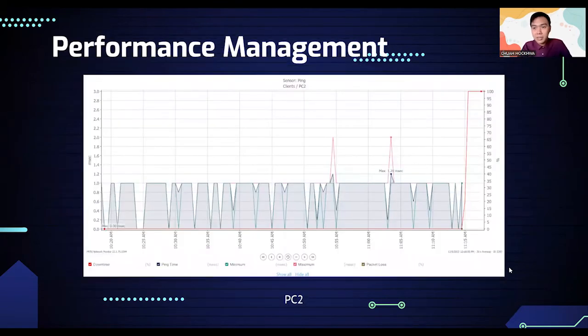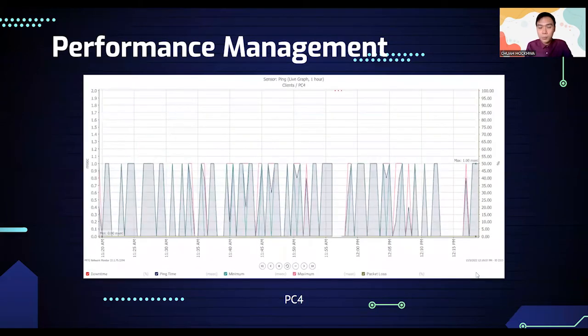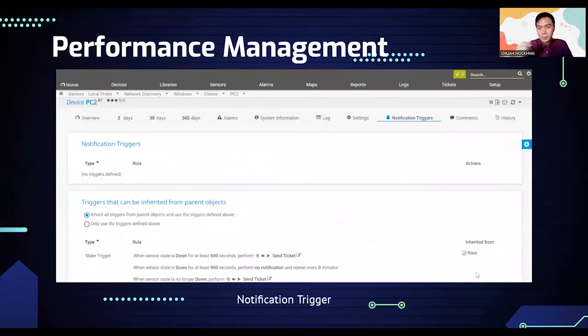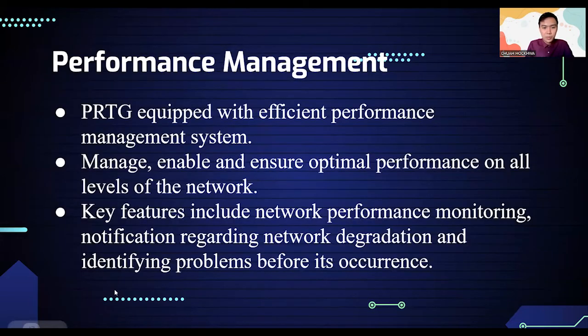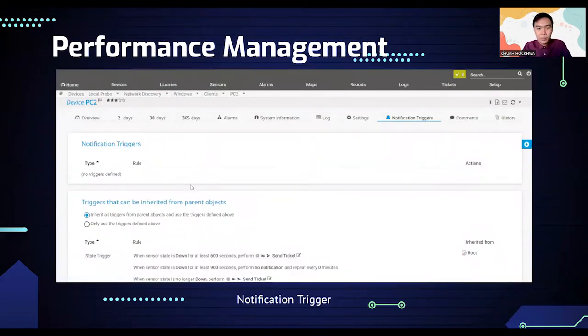Thus, these are the graphs represented by our devices in our network topology. So this is for PC2, PC3, and PC4. Now going back to identifying problems before their occurrence, as you can see from our third point here, we have included a notification trigger whereby when the sensor state is down for every 600 seconds, it will perform a send ticket. What this means is that after 600 seconds of the device going down, we will receive a ticket saying that this device has been down.